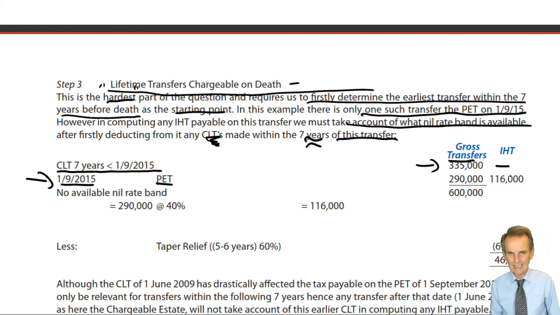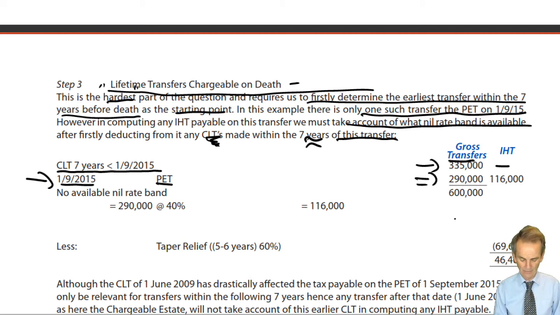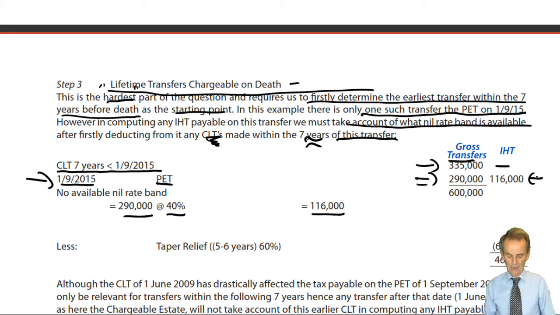It is not taxable on death. The damage is done, however, because it now pushes all of that 290 out of what would otherwise have been an available nil rate band of 325 and up into the 40% bracket. That, therefore, is £116,000. Do check my numbers there, of course, hope that's right. £116,000 worth of IHT chargeable on the PET.